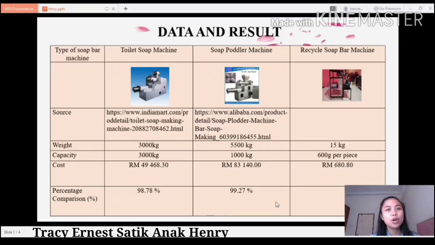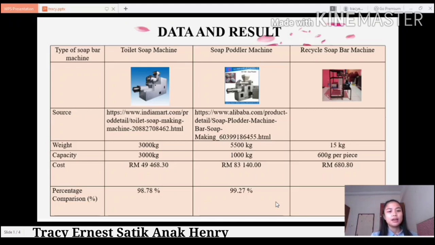We compare two types of machine available in the market with the machine that we have fabricated. As you can see, our machine is much lighter than the machines available in the market. Besides that, our machine is much cheaper. Our machine costs RM680.80, and the machines available in the market cost RM80,140 and RM49,468.30.